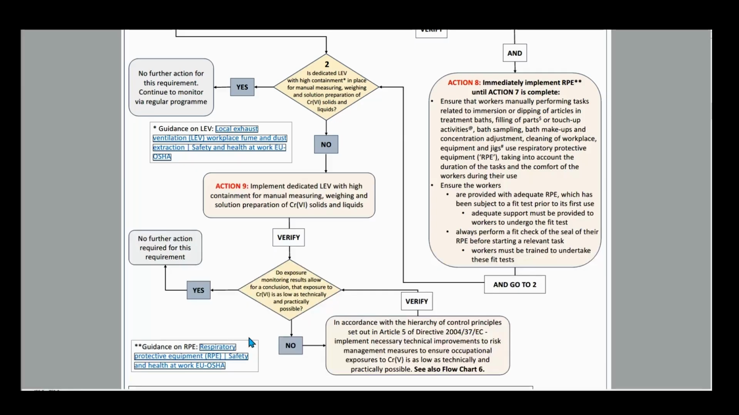Then we move on to question 2. In the implementing decisions of the hexavalent chromium authorisations, it is an obligation that manual measuring, weighing and solution preparation of solid and liquid hexavalent chromates is performed under local exhaust ventilation, LEV, with high containment. We provide an interpretation guide on what can be regarded as high containment in the ADCR presentation Overview of Obligations.